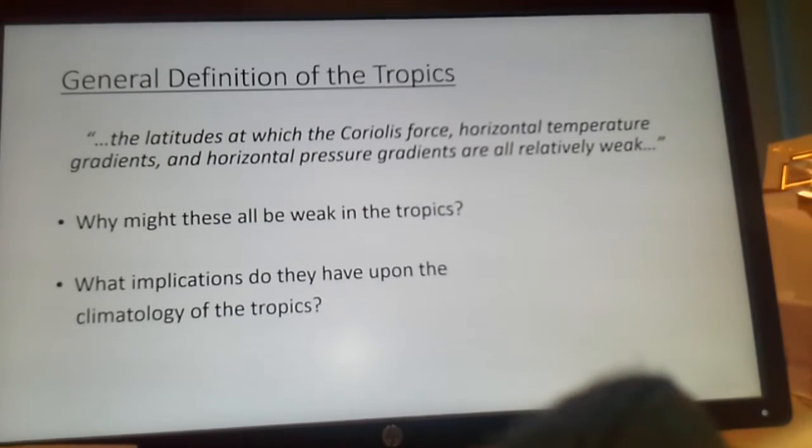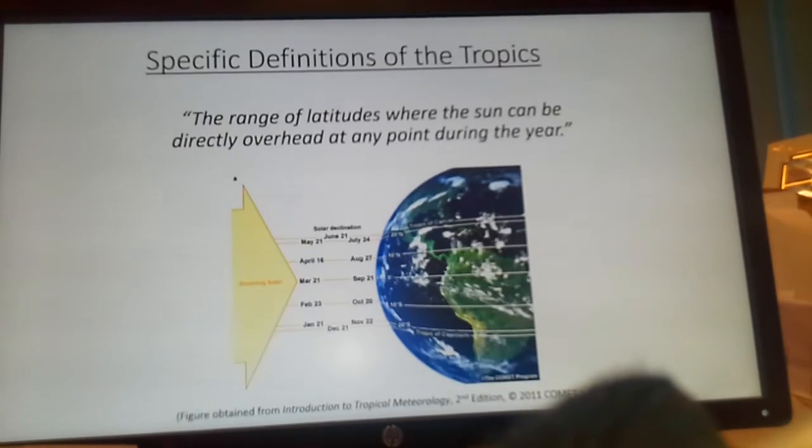Now, the area of the tropics is a place where we have weak horizontal gradients, weak Coriolis force, weak horizontal temperature gradients, and horizontal pressure gradients are also weak. And why are these gradients weak? It's because there are not strong gradients in the incoming solar radiation, which is the primary source of energy in this area.